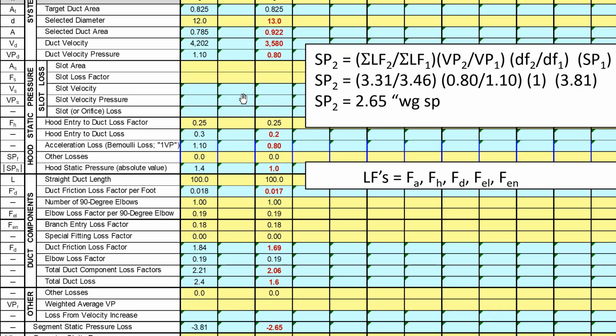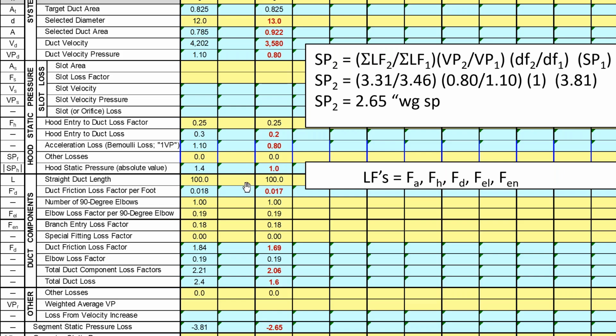And again, we can see this work out on the calculation sheet. On the calculation sheet, our F sub H is 0.25. But now, since our entry loss is our F sub H times our duct velocity pressure, and our duct velocity pressure has changed, our hood entry loss has changed from 0.3 to 0.2. The same way, our acceleration loss, F sub A, is 1.0, but now it's 1 VP and our VP is 0.8. So now our hood static pressure loss is decreased from 1.4 to 1.0.